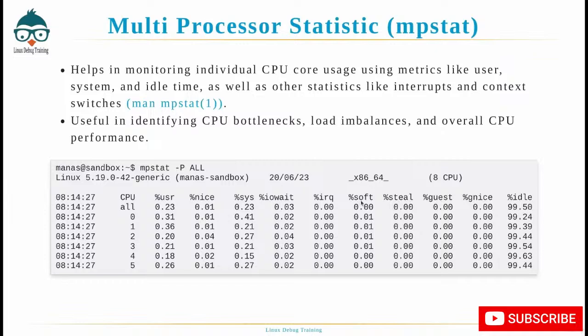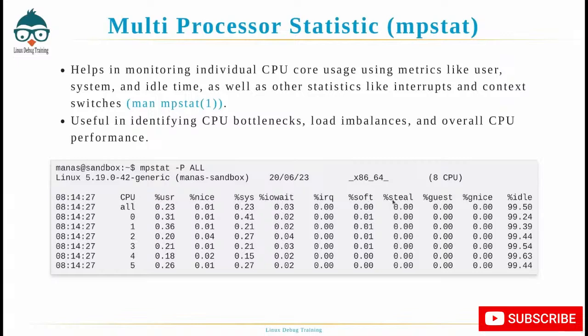Percent soft, or the soft IRQ. We already discussed soft IRQ in module 1 of this course. The percent soft IRQ CPU usage indicates the CPU time being spent handling software interrupt requests. Software IRQs are similar to hardware interrupts, but are generated by the kernel in response to a specific event, such as network packet processing or a timer event. Again, a high soft IRQ value may indicate that the kernel is performing intensive background tasks, possibly due to network activity or other kernel related work, which includes soft IRQ.